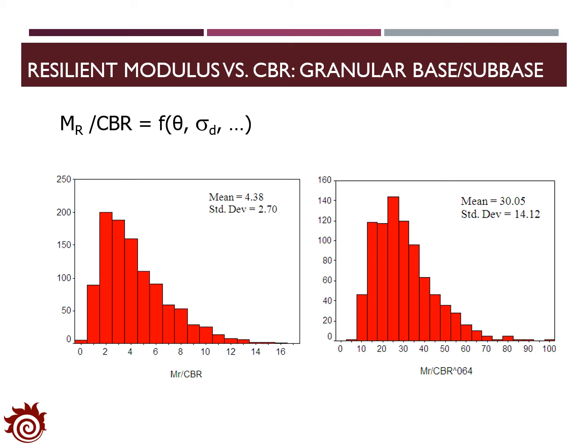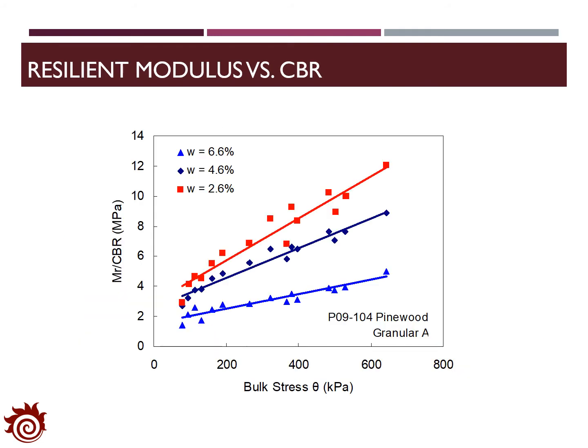The two figures below show the histograms of MR over CBR and MR over CBR to the power of 0.64. We see that the patterns are very similar to each other, which means it's possible for us to find some empirical model to describe this relationship. First, let's check the two most important variables for the MR to CBR ratio. The figure here shows the data points observed in reality for the MR to CBR ratio and the different bulk stress and water contents.